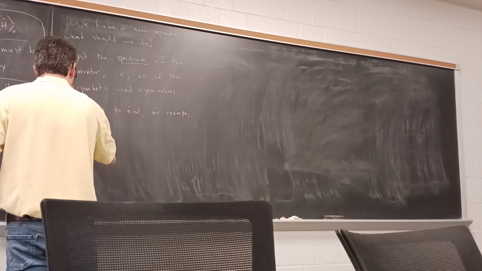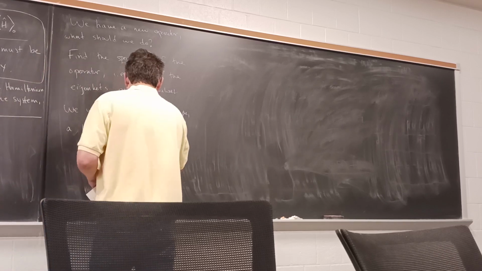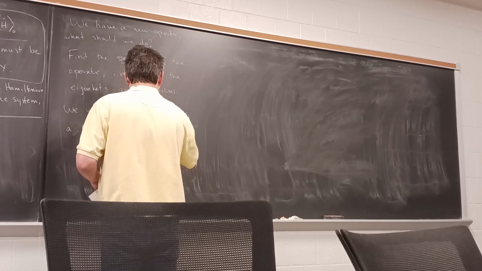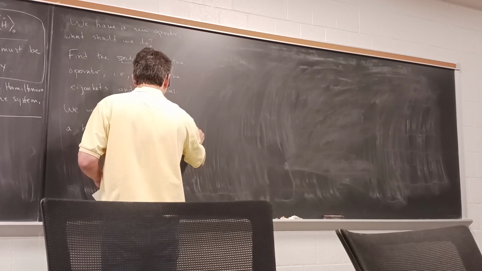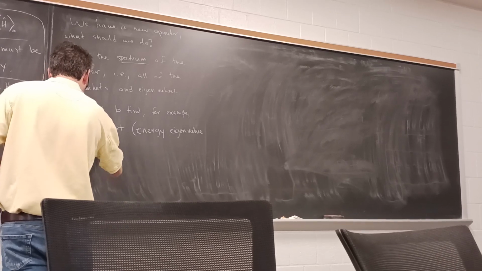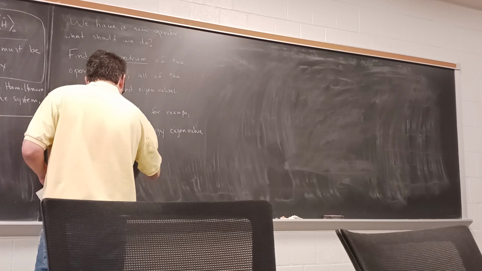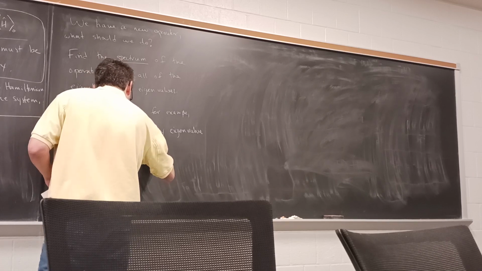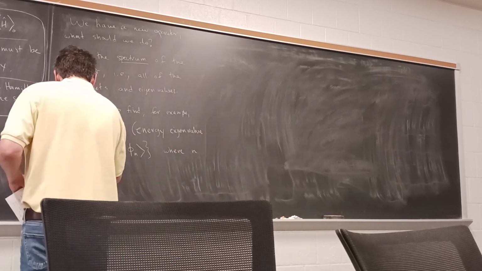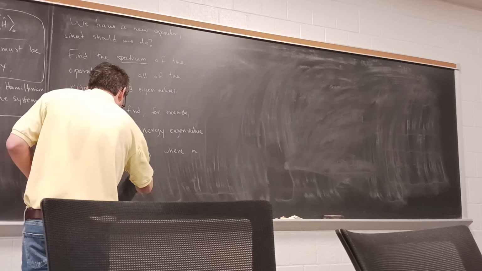Okay, so we want to find a set, a basis set, and this will be in the energy eigenvalue basis. And it's denoted by phi sub n, where n is in either a finite or infinite set.